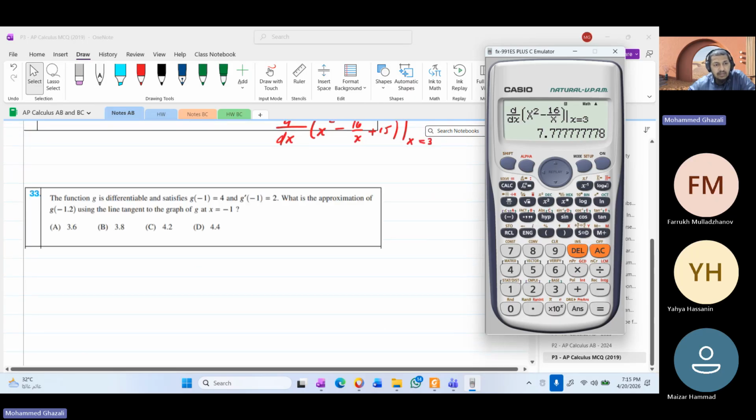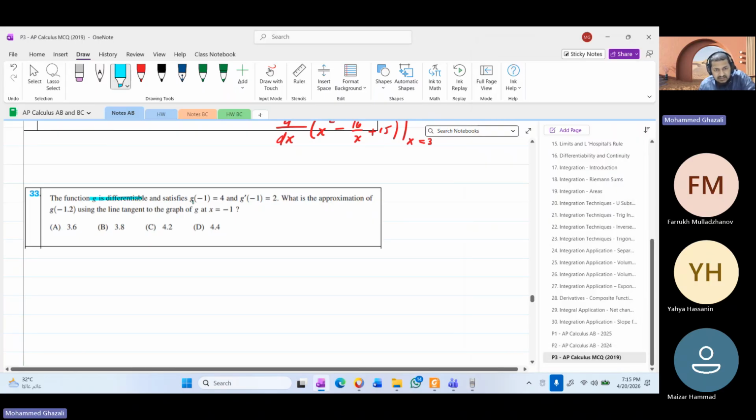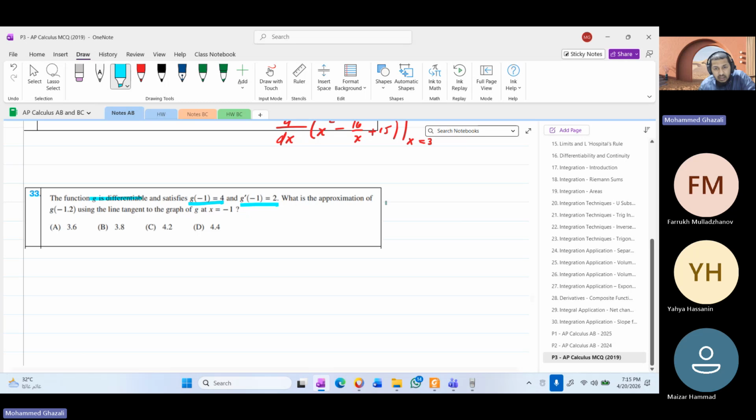Let's continue to the next one. The function g is differentiable. If it's differentiable, then it's continuous. The function g is differentiable and satisfies these conditions. What is the approximation of g of -1.2? So you need to know the linear approximation. g of x is approximately equal to g prime x1 times x minus x1 plus y1. Now, we want to find g of -1.2.